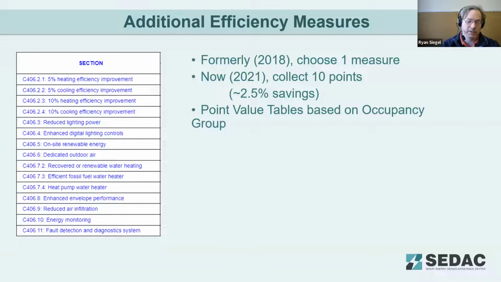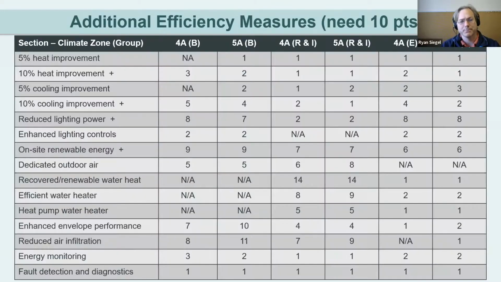And this varies based on occupancy group. So here's a look at that table, or there's several tables that are all consolidated here. The ones with a plus sign indicated on the left-hand side here: the heat improvement, cooling improvement, reduced lighting power, and on-site renewable energy. These are provisions where you may be able to collect additional points above and beyond those indicated in the table if you have additional improvements beyond the minimum requirements for that.